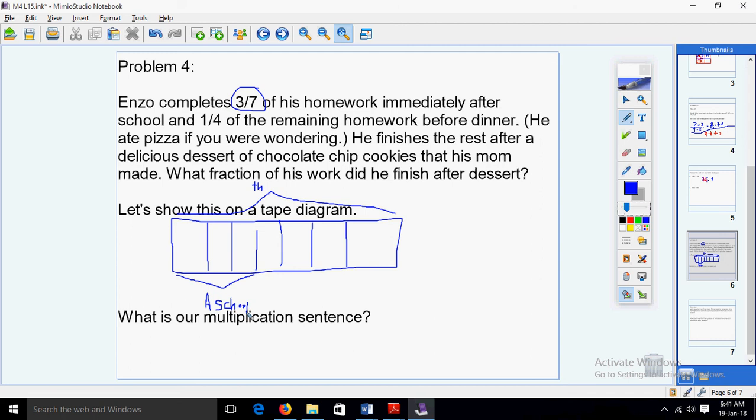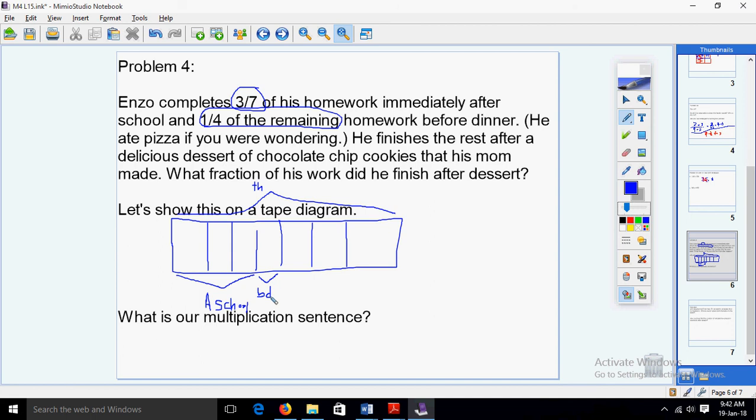Okay, so now we have 1/4 of the remaining homework. Now if you notice, we're not talking about sevenths, but if you see this tape diagram, how many is left? 4/4. This is crazy. So we're going to show 1/4 as what he completes before dinner. Okay, so this is before dinner: 1/4 of the remaining homework before dinner.